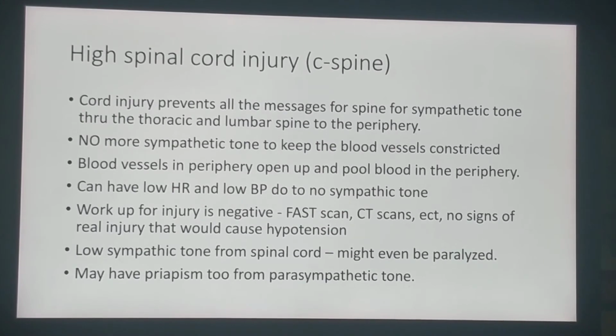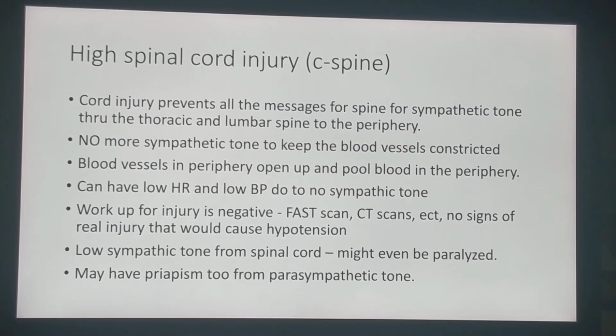It's usually a high spinal cord injury in the C-spine or a low brain injury. Because there is an injury, you can't get the sympathetic tone down out to your periphery. There's no more sympathetic tone to keep the blood vessels from constricting. Blood vessels in the periphery tend to open up and become dilated, and all the blood goes out to your arms and legs instead of back to the core.